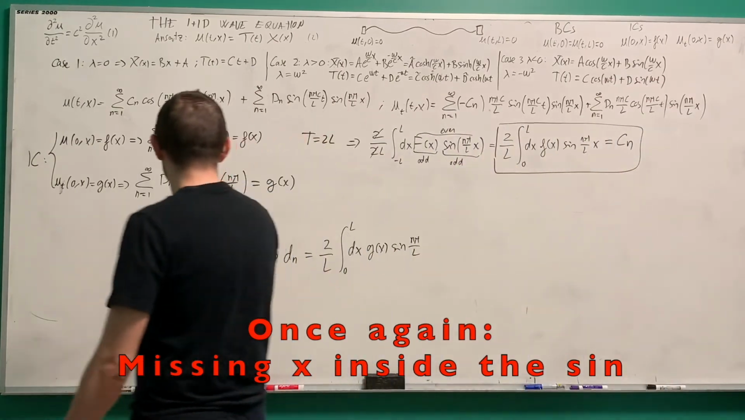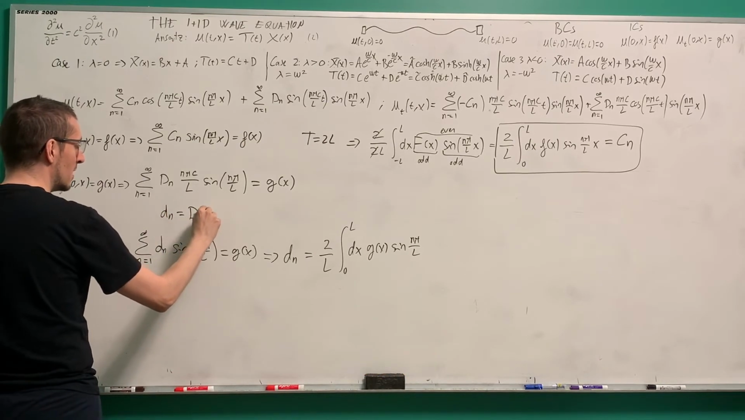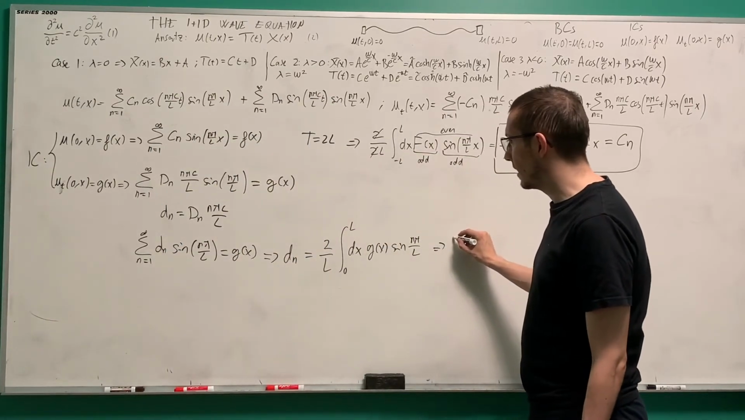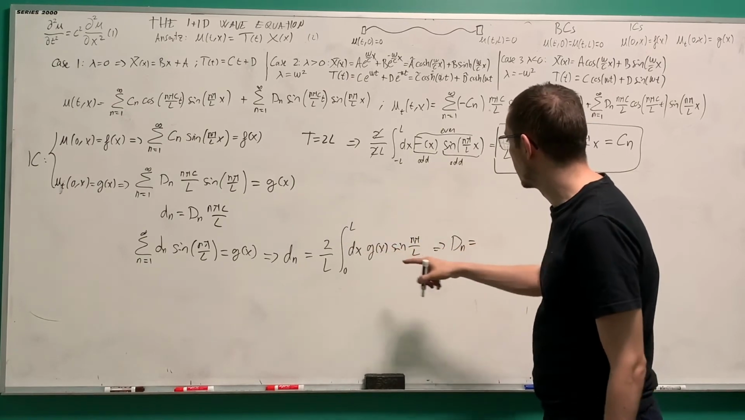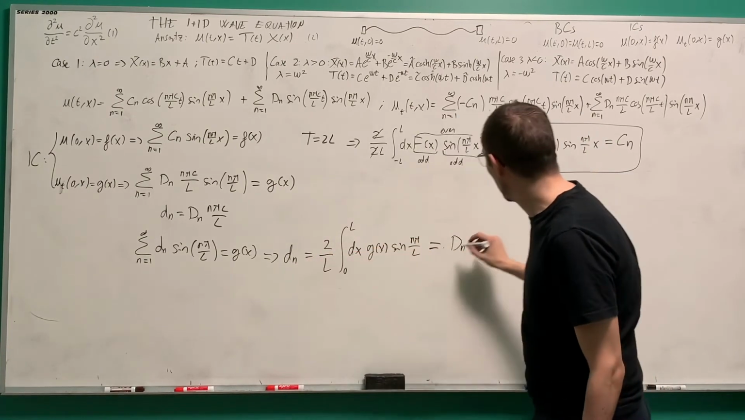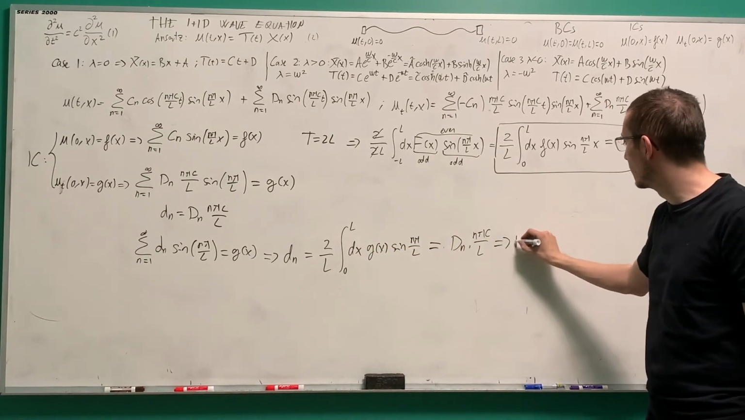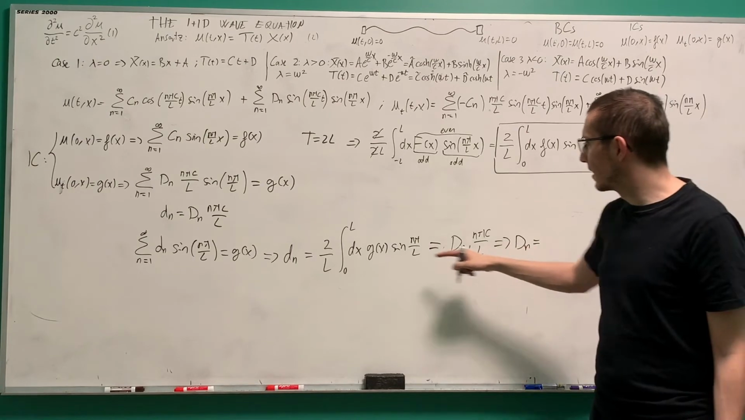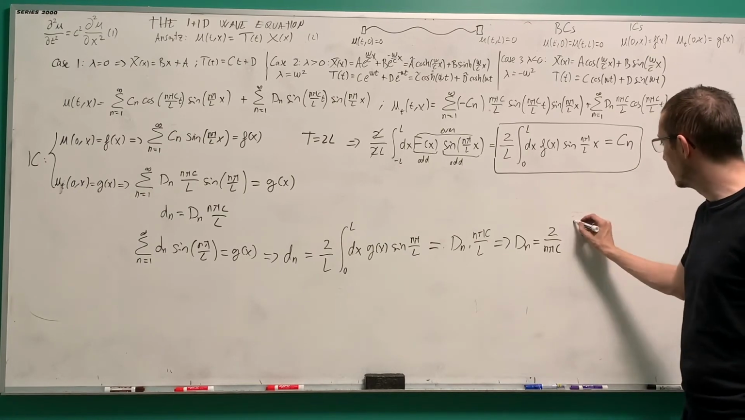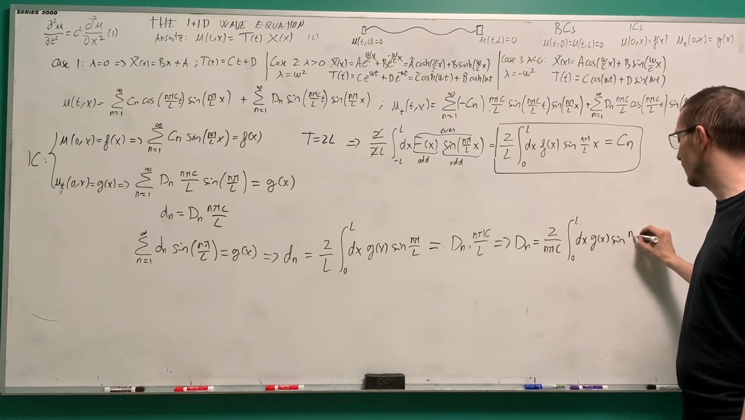Well, but that's easy, because to identify the two, we just realize that we can define small dn as capital Dn times n pi c over L, and then it looks like that. So one more step, substituting this, dn times n pi c divided by L. We can take this and put it on the other side and we get the Dn's. So Dn is equal to, the L cancels, alright, so I'm going to get 2 divided by n pi c, and then the integral from 0 to L dx g of x sine of n pi x over L.